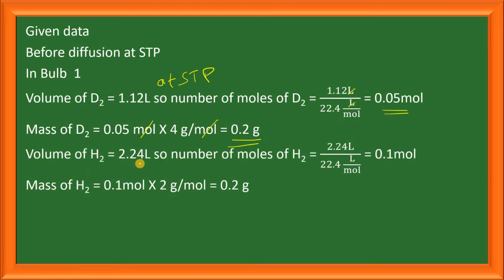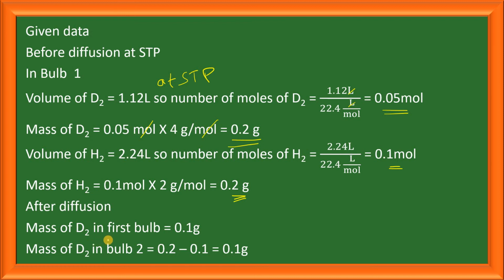Similarly, the volume of H2 is 2.24 liters in bulb 1, so the number of moles will be 0.1 mole, and the mass of H2 will be 0.1 into 2, that is 0.2 grams. After diffusion, the mass of D2 in the first bulb is 0.1 gram. So the mass of D2 in bulb 2 will be the mass of D2 in bulb 1 minus the mass of D2 left in bulb 1, that is 0.2 minus 0.1, which becomes 0.1 gram. This is the mass of D2 diffused.